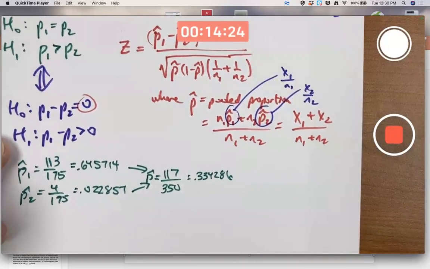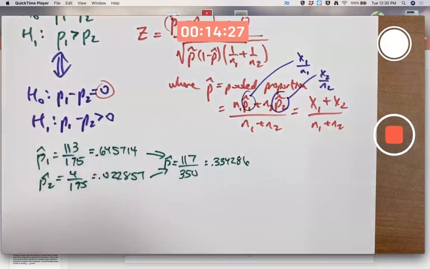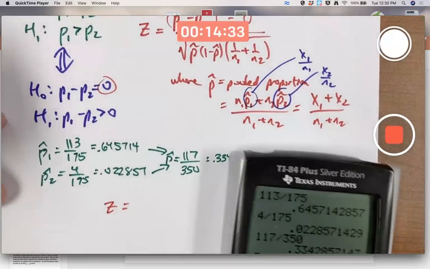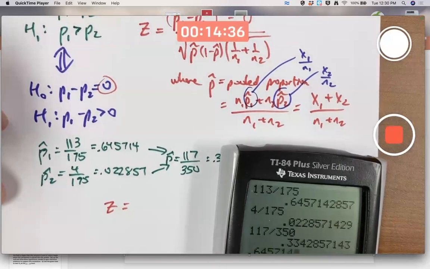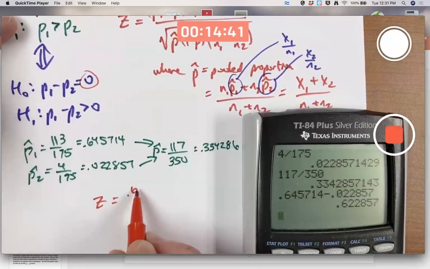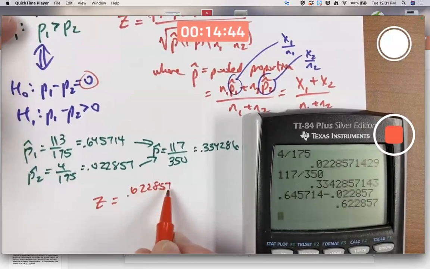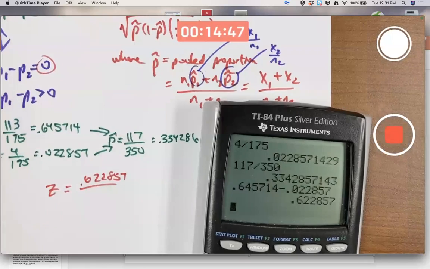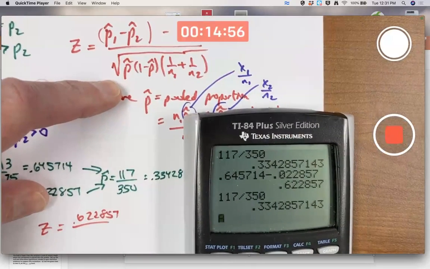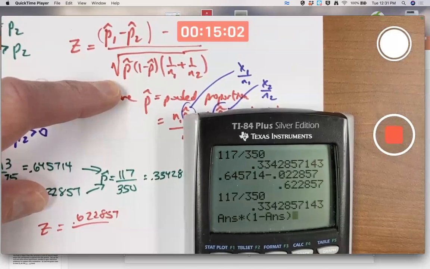So now just plug all the numbers in. Our z statistic therefore in this problem, p1 hat minus p2 hat, 0.645714 minus 0.022857 is 0.622857. The pooled proportion, again, is 117 out of 350. Looking up here, I've got to multiply that times 1 minus itself. I can do this here. And also times 1 over n1 plus 1 over n2.